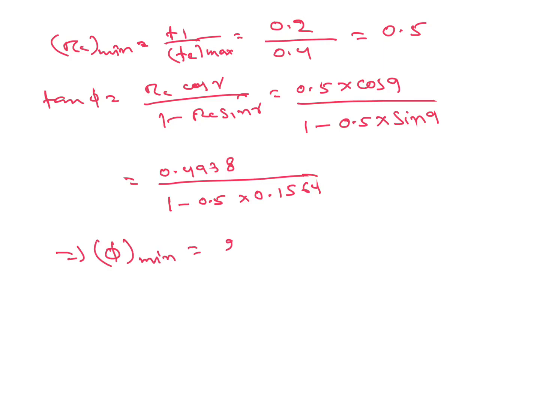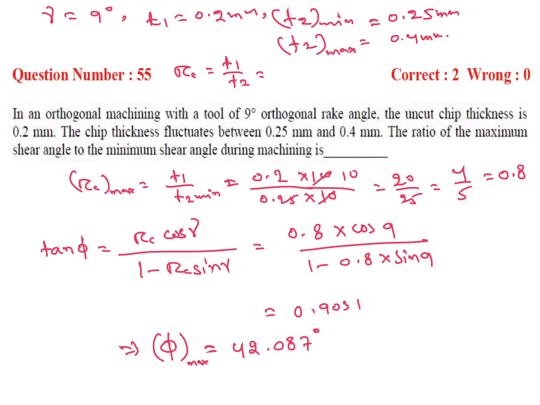The phi minimum value is 28.17 degree. In this question, they ask the ratio of maximum shear angle to minimum shear angle. So phi max is the maximum shear angle and phi min is the minimum shear angle. So phi max divided by phi min, 42.087 divided by 28.17, we will get 1.494. This is your answer.